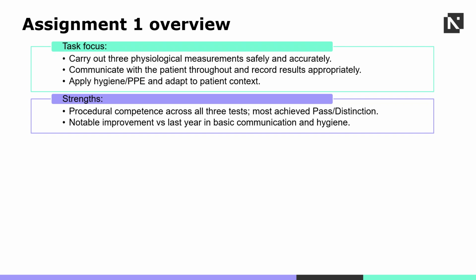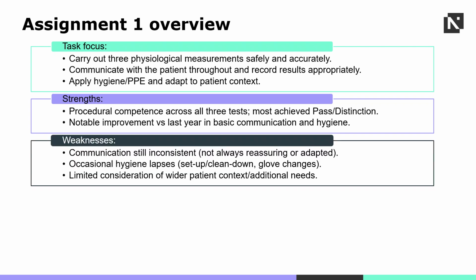Overall, procedural competence is strong. Most candidates complete the test confidently and reach at least pass, many at distinction level. We also see an improvement on last year in basic communication and hygiene routines. The weak spots are consistency and contextualization. Some learners don't fully reassure or adapt language to patient needs, and there are occasional hygiene lapses, especially around setup, clean down and glove changes. Consideration of wider patient context is limited.